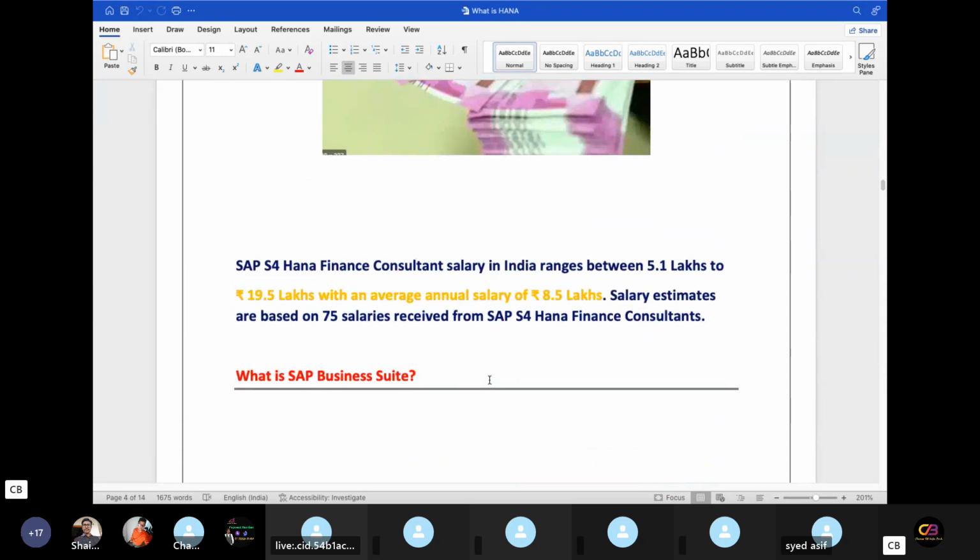So what is the SAP S4HANA salary? The salary range is around 2.5 to 5 lakhs if you are a fresher. If you are experienced, based on your skill set and experience, it may vary, like 30%, 60%, 50%. That depends upon the company norms.